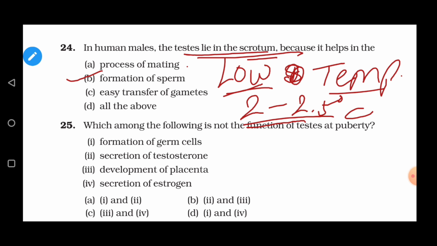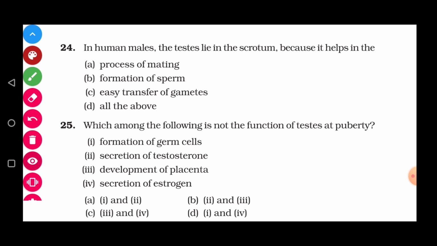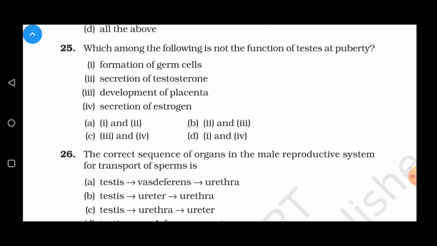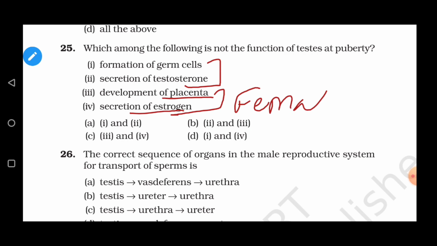Question number 25 is, which among the following is not the function of testis at the puberty? इनमें से कौन सा testis का function नहीं है puberty के time का? Formation of germ cells, secretion of testosterone, these two are the functions. These two options are correct. Development of placenta and secretion of estrogen, both these two are related with the female body. ये दोनों female body के ही functions हैं. So these two are the correct options. So first and second options are correct and it is given in option number A. So correct option is option number A.